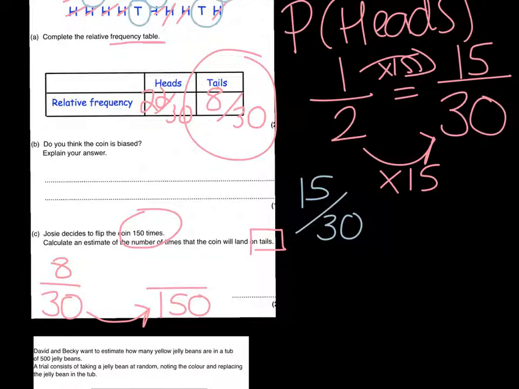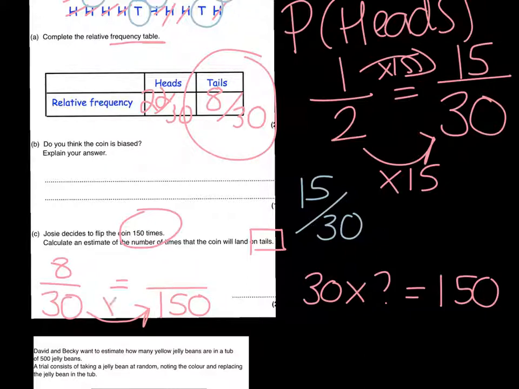How do you scale up 30 times something to equal 150? 30 times what would give us 150? So have a little think about it, or think about your 30 times table. 30, 60, 90, 120, 150. So that's going to be times by 5. Equivalent fractions, you have to do the same to top and bottom. 8 times 5, 40. So 40 out of 150 times, we would expect it to land on a tail, so that would be your answer for that question.